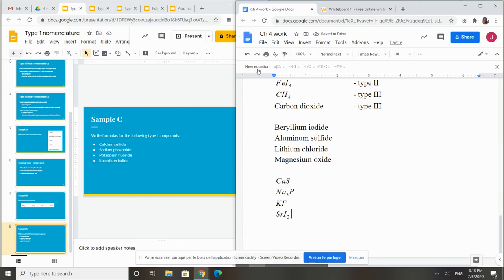So just making sure that you really know all your common ion charges. A lot of students like to write it on the top of their periodic table. Feel free to do that.